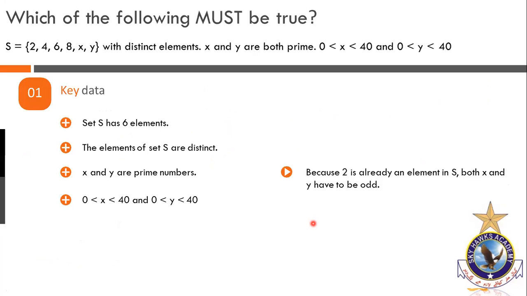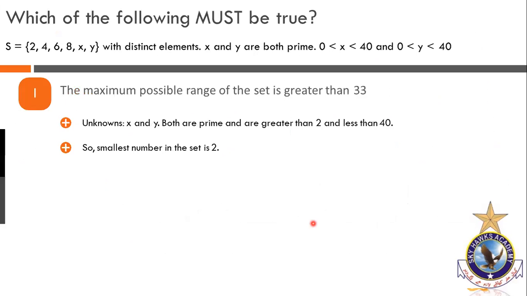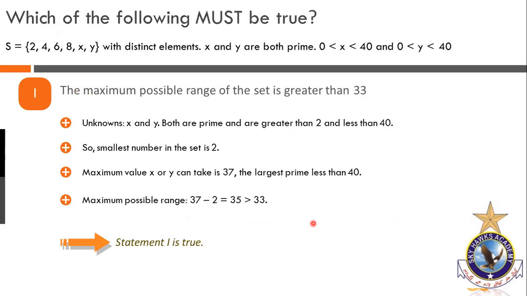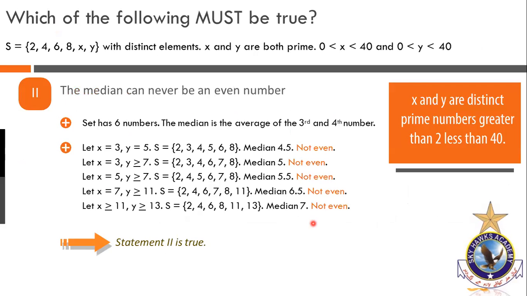So the key data is to be calculated from the statements, and then we have to put the data in the right format. We analyzed the statements one by one. The first is always true. The second: the average of the third and fourth values will give you the median. We made a few possible arrangements, and we got the pattern that all the time we get not more than 7.